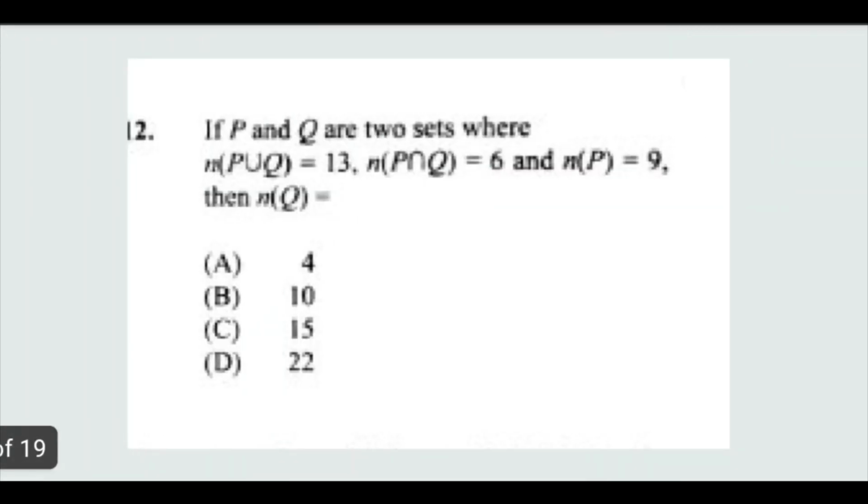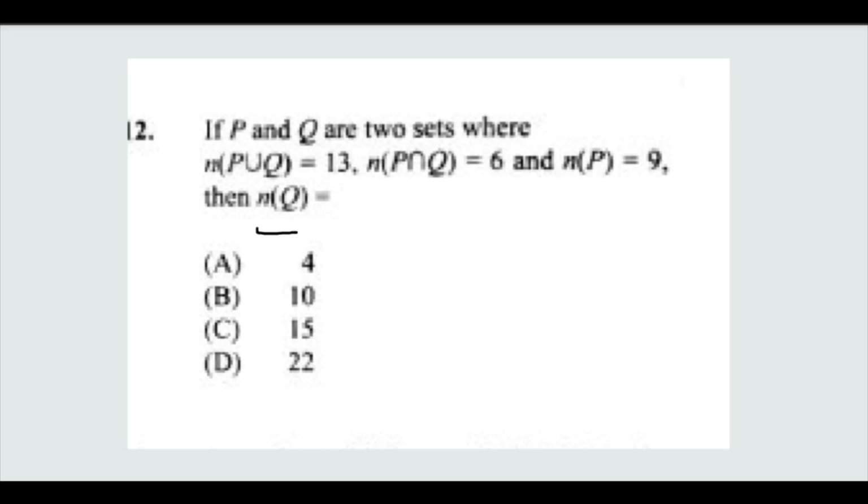If P and Q are two sets where the number of elements in P union Q is equal to 13. Now this one is kind of blurry, right? And the number of elements in P intersect Q is equal to 6, and the number of elements in P is 9. Then we want to find the number of elements in Q.